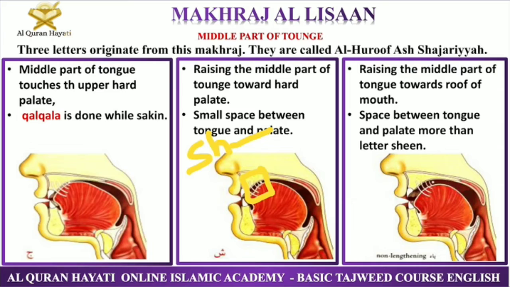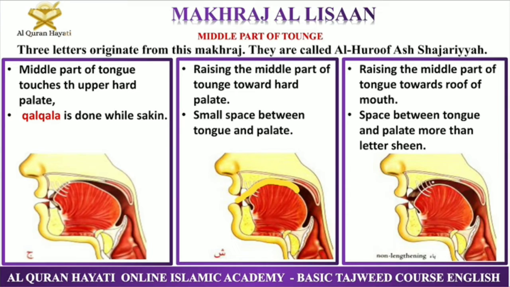To produce this sound, we have to make sure there is a space between the middle part of our tongue and the upper hard palate, and our teeth are closed. You can see the teeth are closed and the air comes out with a shushing sound like sheen, sha, she, shu. It is a very easy letter because we pronounce this sound in words like shout and should in English also, right? Alhamdulillah. In the sifat column you will just write it is a light letter, and it has a shushing sound.